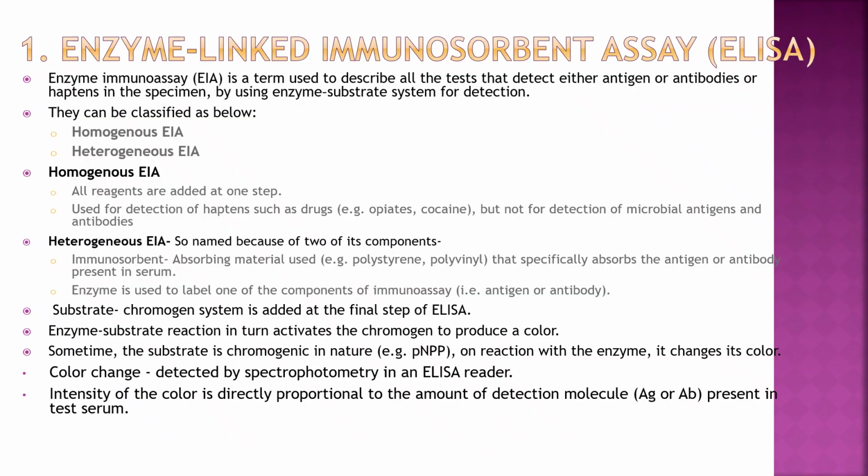Enzyme linked immunosorbent assay. There are two types, homogeneous and heterogeneous. In homogeneous, all reagents are added in one step and then used for detection of haptens like drugs. Heterogeneous is so named because of two components, immunosorbent and enzyme. And there is a substrate enzyme, the chromogenic system, added in the final step of ELISA.